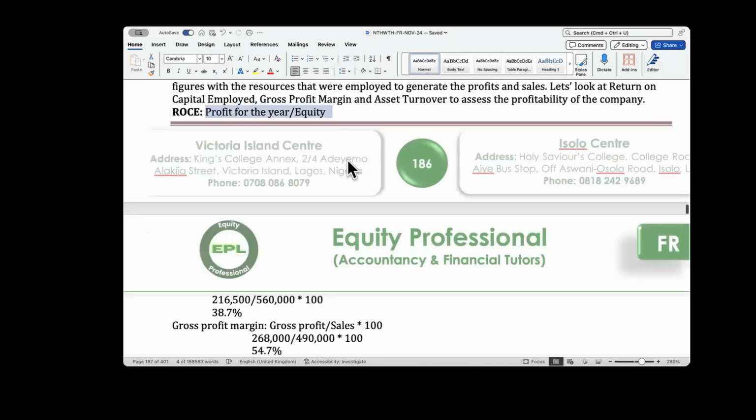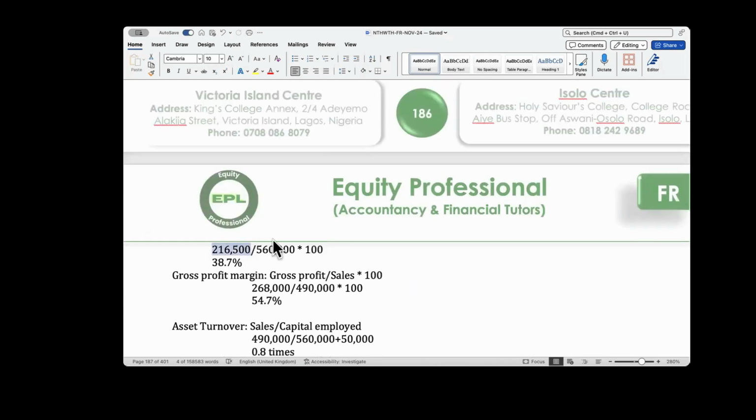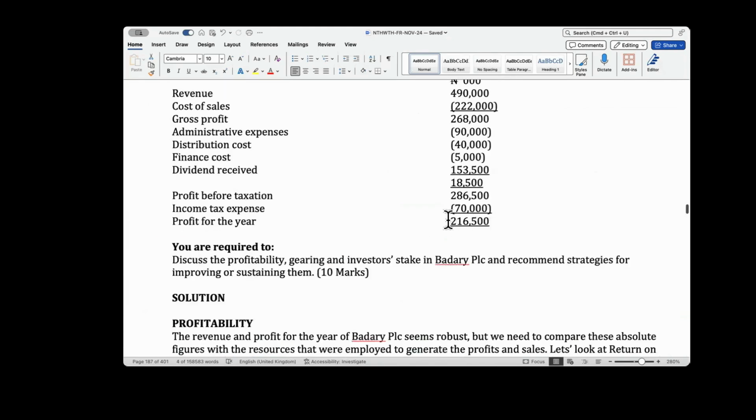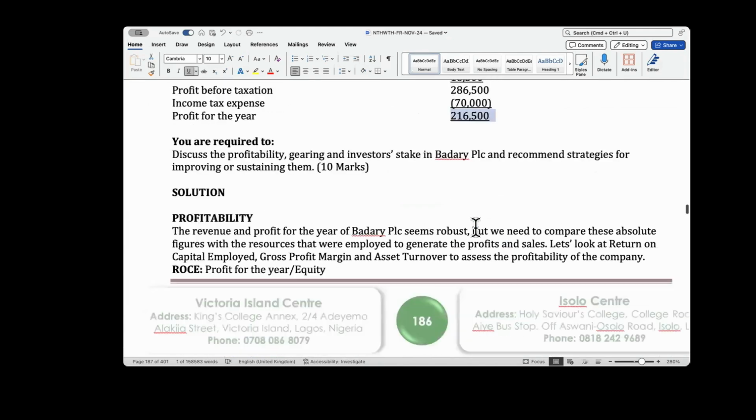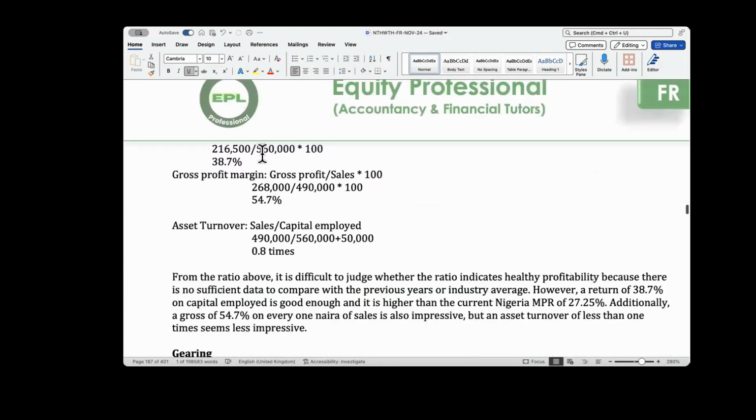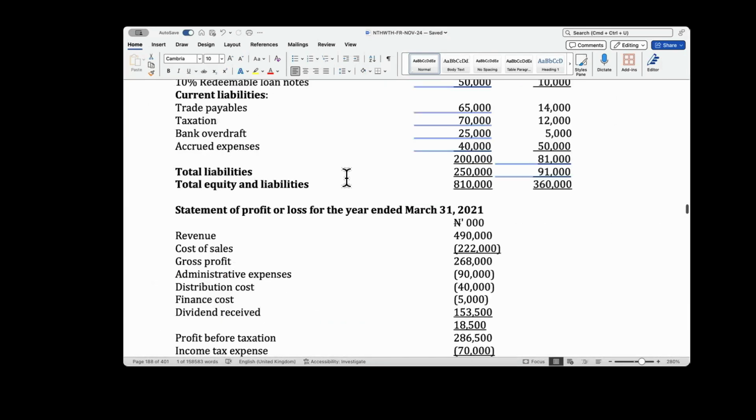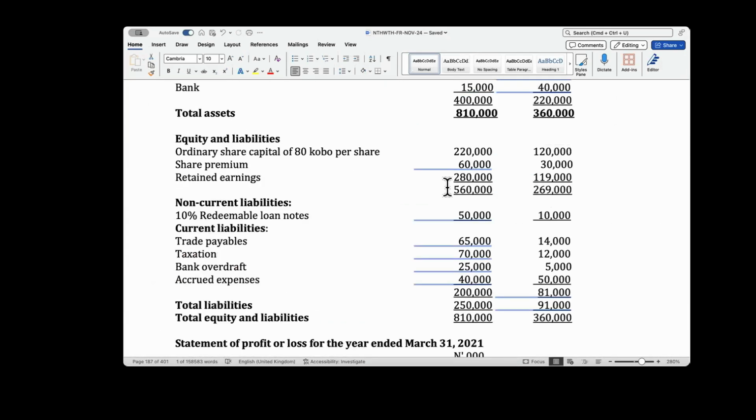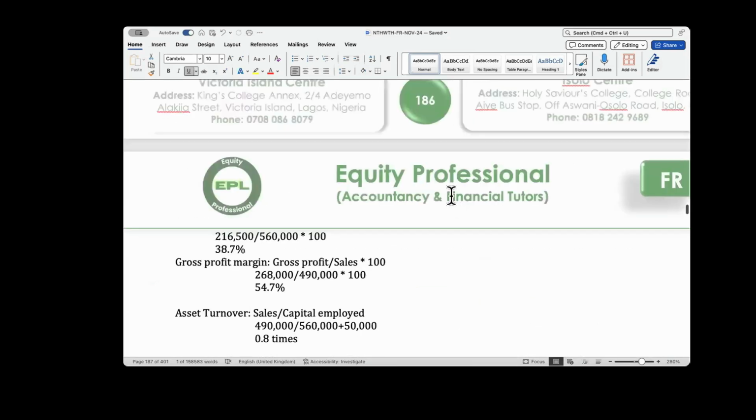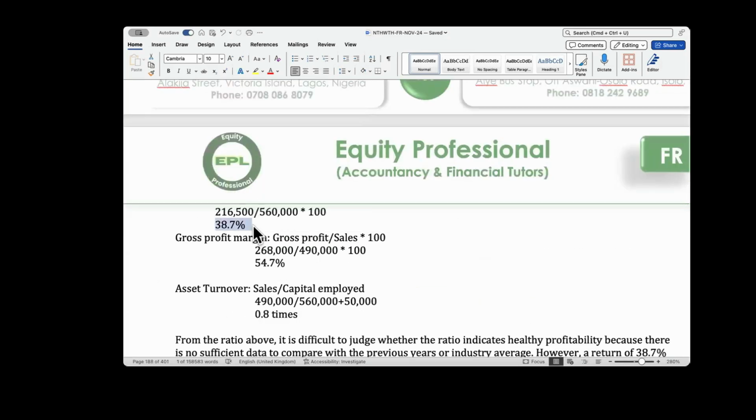So I get my profit for the year, which is 216,500 from here. My profit for the year, all upon equity, which is 560,000. From my statement of financial position, 560, this is my equity. I multiplied it by 100. It gives me 38.7%.